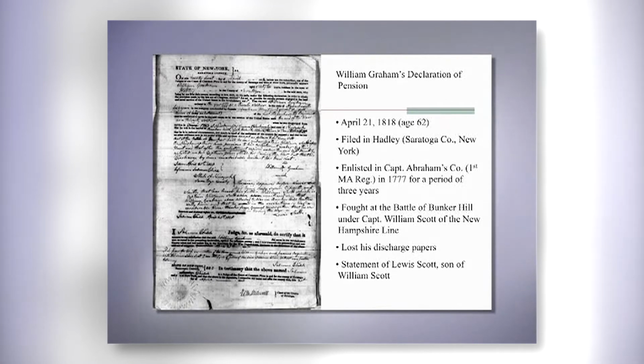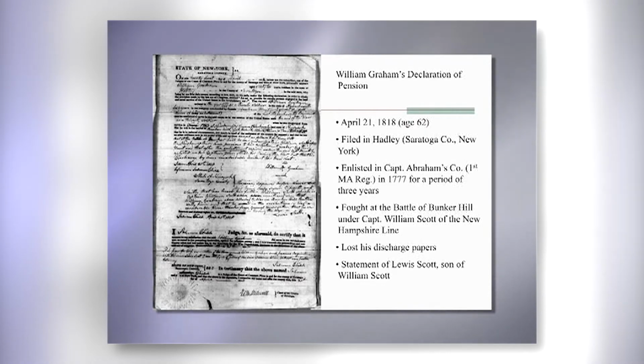William Graham also had to provide a declaration or an affidavit for his pension to prove that he needed these types of benefits. So the information that you can find on his declaration shows that he was 62 years old at the time that he applied on April 21st, 1818. At the time that he filed for his pension, he was living in Hadley in Saratoga County, New York.